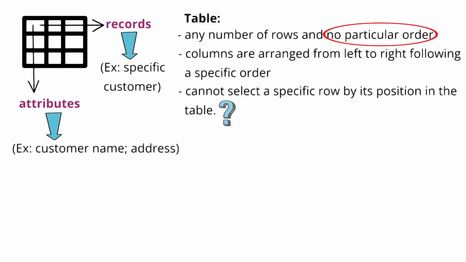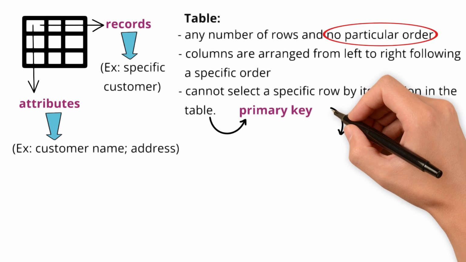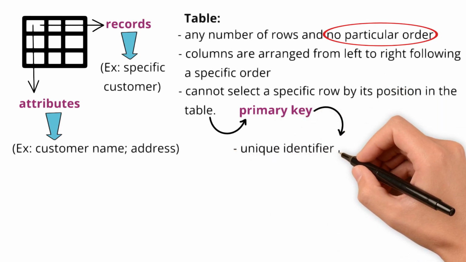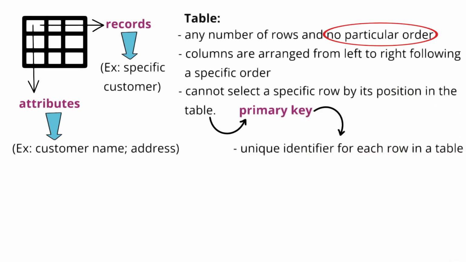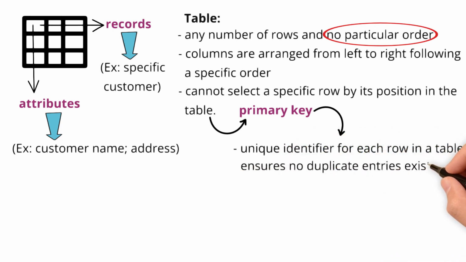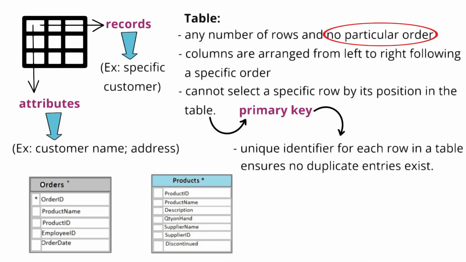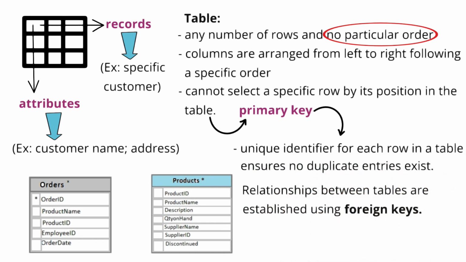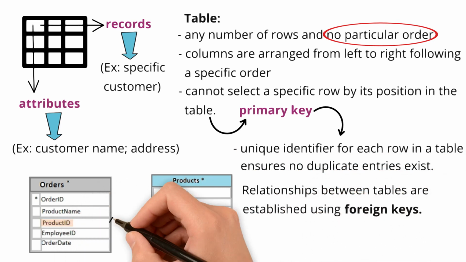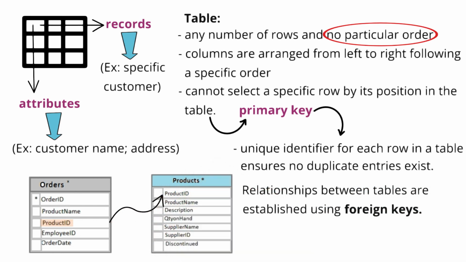So, how can you fetch a particular row? That is where the primary key, a crucial concept, comes into play. This is a unique identifier for each row in a table, ensures no duplicate entries exist. However, tables are not isolated entities. Relationships between tables are established using foreign keys. A foreign key is a column in one table that references the primary key of another table, allowing you to connect related data across tables.